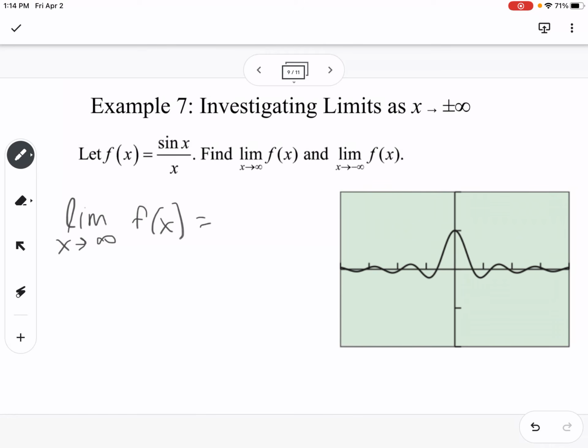As x approaches positive infinity would be this side. You can see that this is like the damping functions that we saw earlier in the year. So it's getting closer and closer and closer to 0. It's oscillating above and below that 0 line. So we can say that that is 0. And same with the limit as x approaches negative infinity of f of x. That would be this side. As we go further and further to the left, it's getting closer and closer to 0.